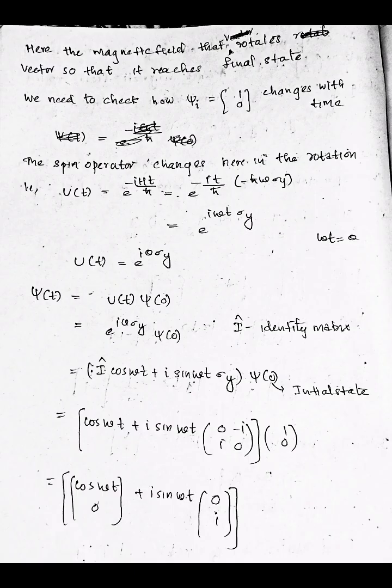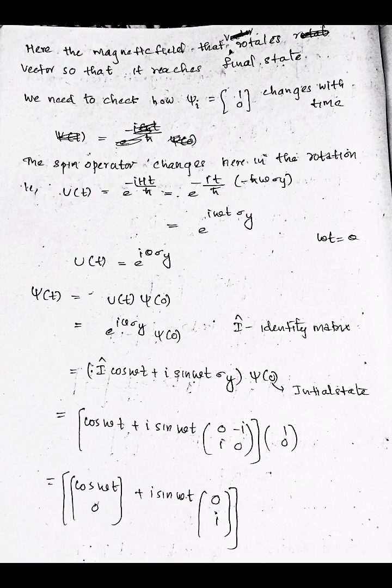So by the time evolution, we need to check how the initial state is changing with time. Here the initial state is psi of 0. While operating the spin operator on this psi of 0, we get the final value. That means we can write psi of t is equal to U of t into psi of 0. So this is equal to e raised to i theta sigma y psi of 0. So this is equal to I cos omega t plus i sin omega t sigma y, where I is the identity matrix, into psi of 0. Here psi of 0 is the initial state, that means psi of 0 is (1, 0).